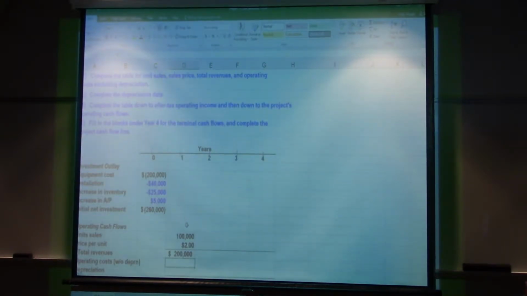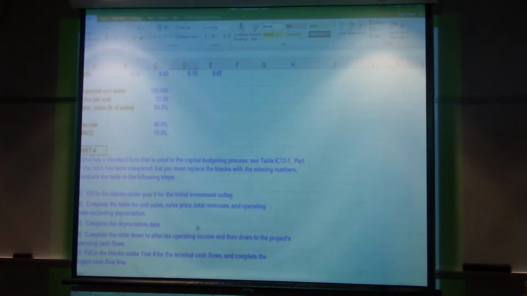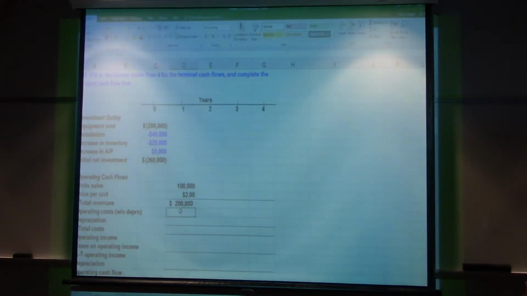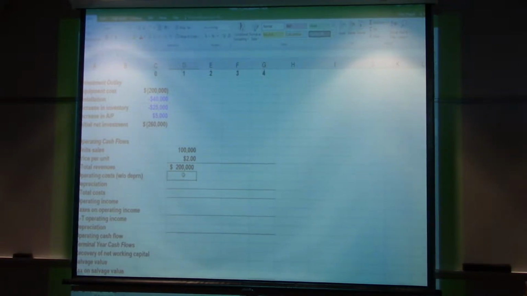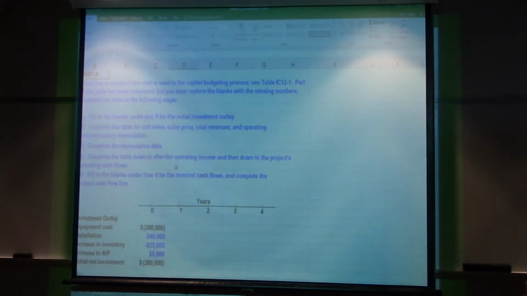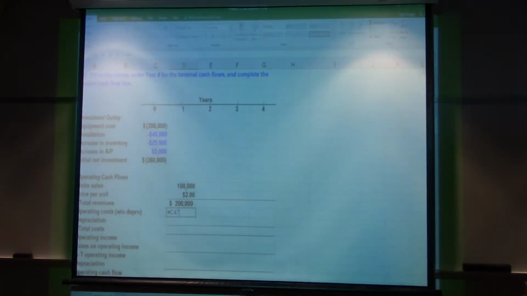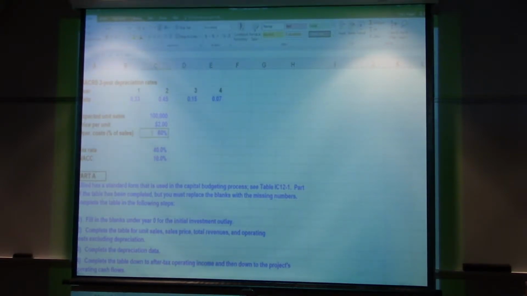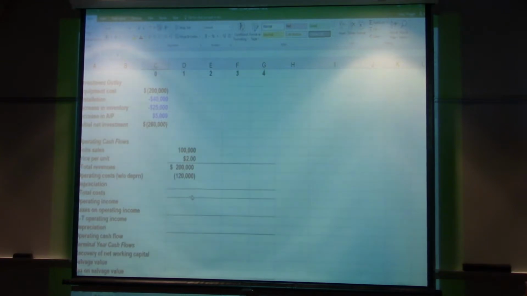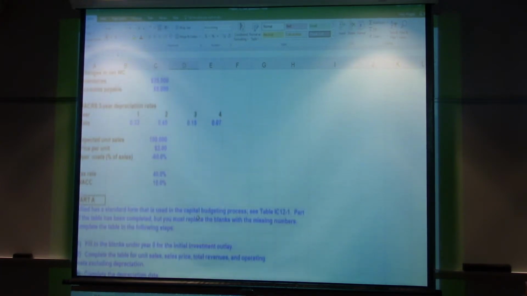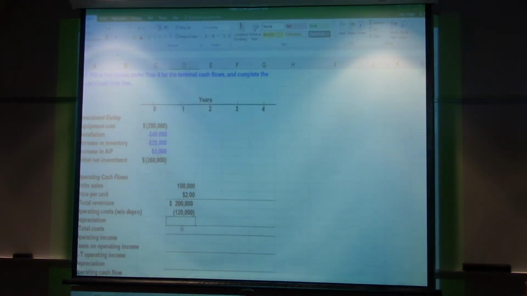Are these increasing throughout the years? I think it's increasing, but let's work on year 1 since it's not done yet. For operating cash flow, you have to subtract the operating cost, 60%, 60 times 200. Because it's a cost, you put a negative sign. And you have to subtract depreciation. Depreciation of the total investment, right?